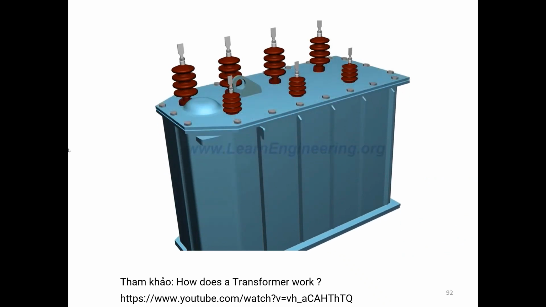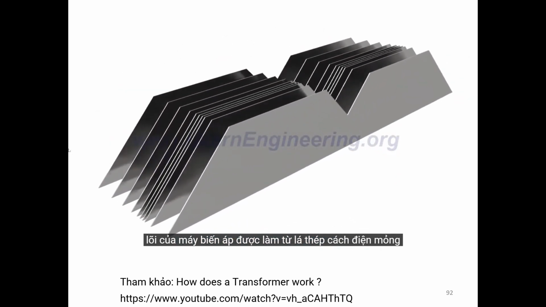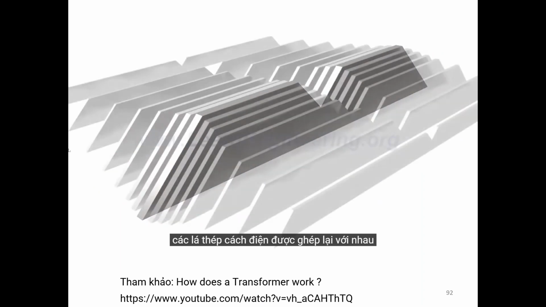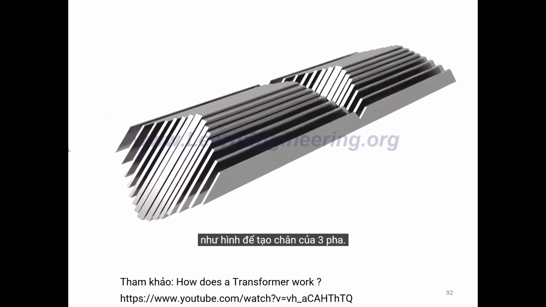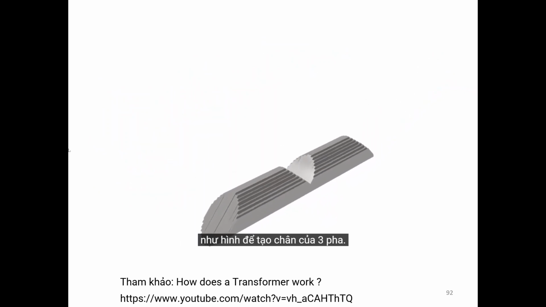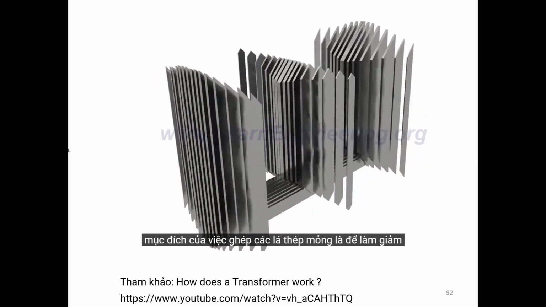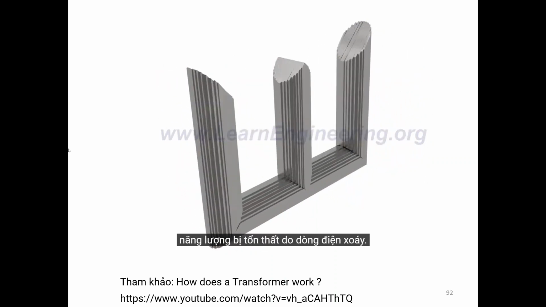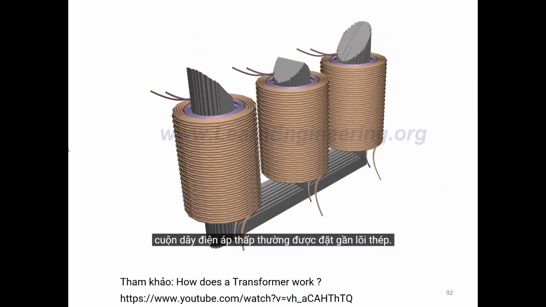The core of the transformer is made of thin insulated steel laminations. Such steel laminations are stacked together, as shown, to form 3-phase limbs. The purpose of thin laminations is to reduce energy loss due to eddy current formation. The low voltage windings usually sit near the core.